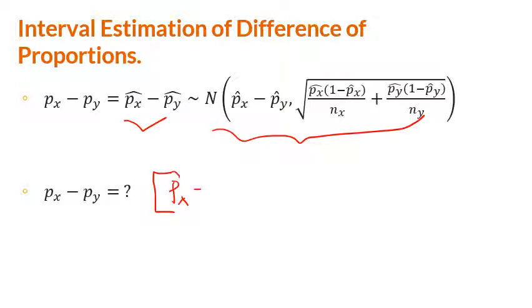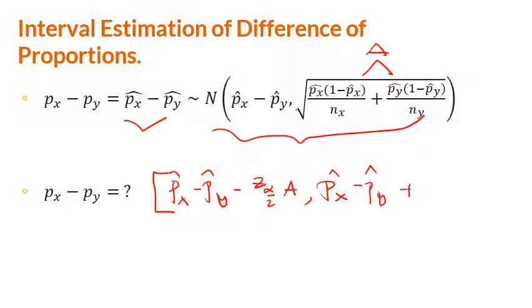px minus py minus z alpha over 2 times this term. Let's label this as letter A. So px minus py plus z alpha over 2 times A. Okay? And then once again, if you look at it, same, similar trends.